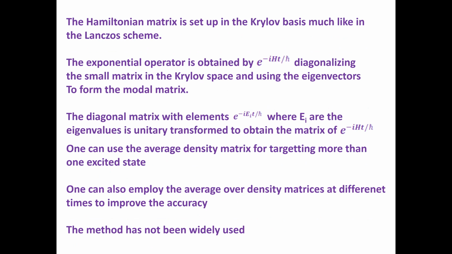You can also do all the other kinds of things, like average density matrix for obtaining the Krylov Hamiltonian. When you are getting the low-lying eigenstates, you can use the Hamiltonian matrix constructed from average density matrix eigenvectors, and then also use that to obtain e to the minus iHt by h cross using the Krylov space. We can also average the density matrix at different times to improve accuracy. There are many ways by which you can improve accuracy.